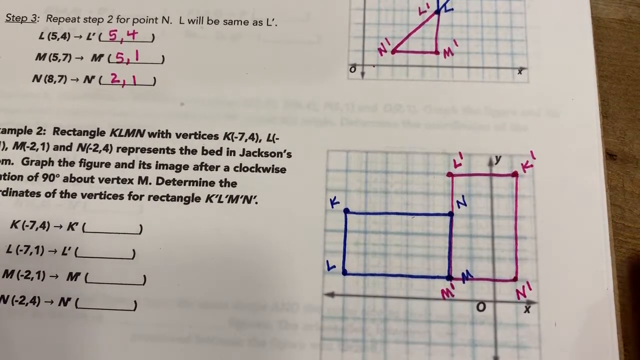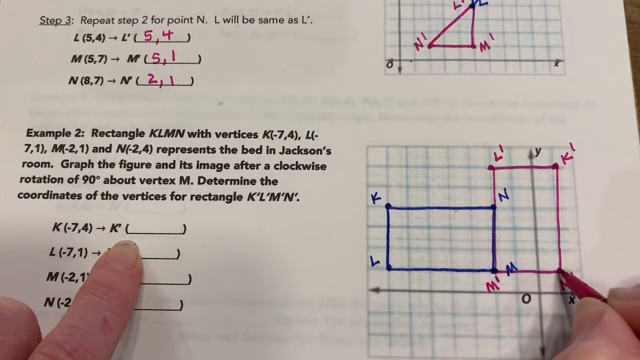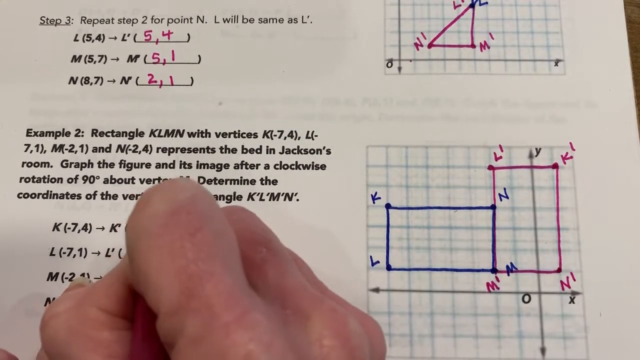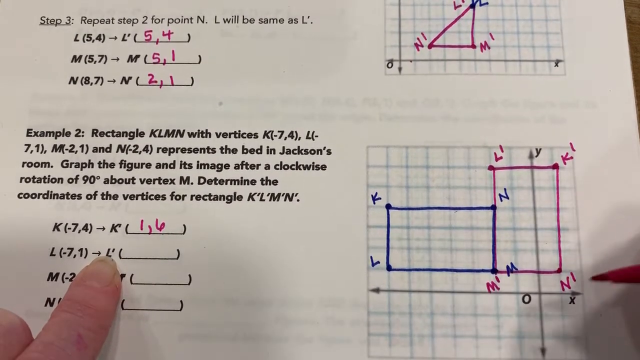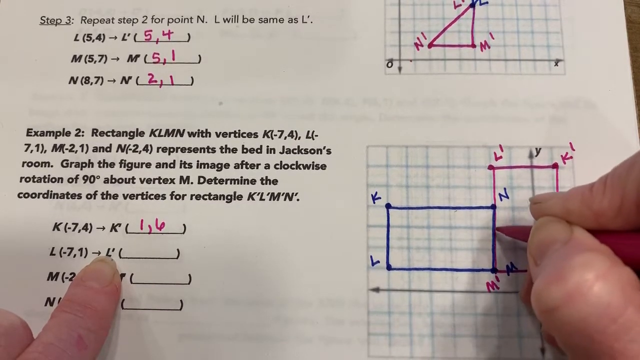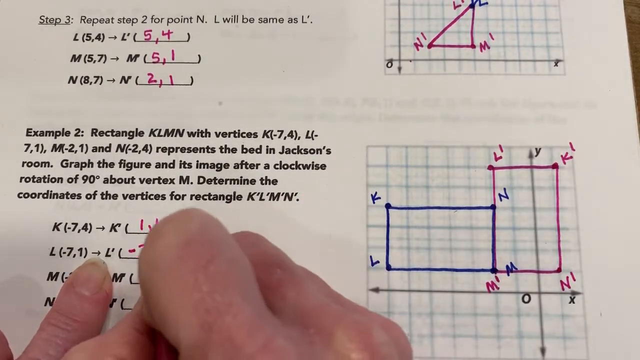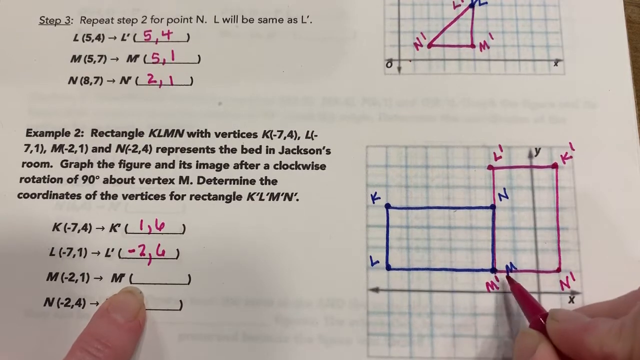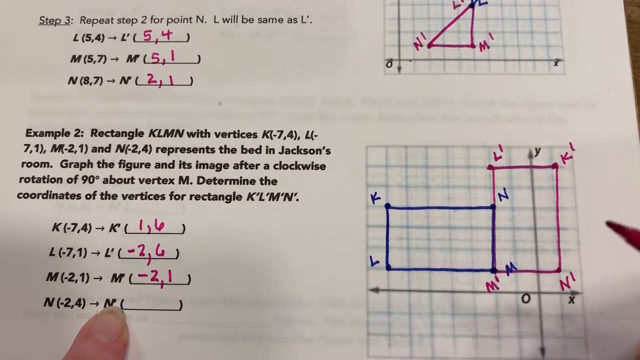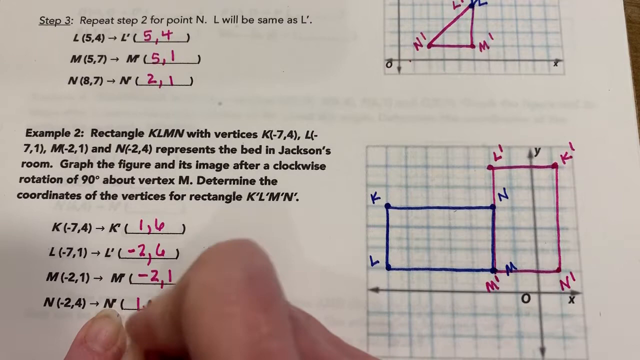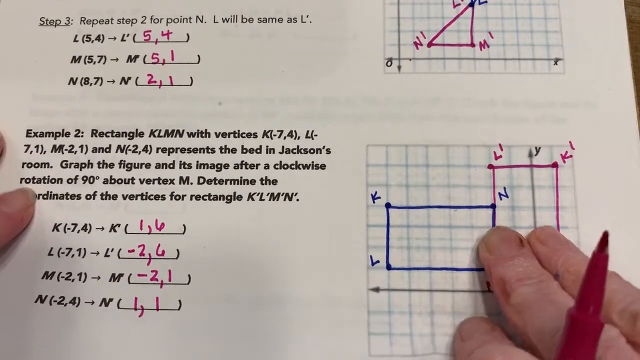So then I just want to find the coordinates of those points. K prime is now moved over here, so it is at positive 1, 6. And L prime is now over here, so it is at negative 2, 6. And then M didn't change, right? So it is at negative 2 and positive 1. And then N prime is now over here, so it's at positive 1, 1. Okay? All right, so that's rotation around a point.